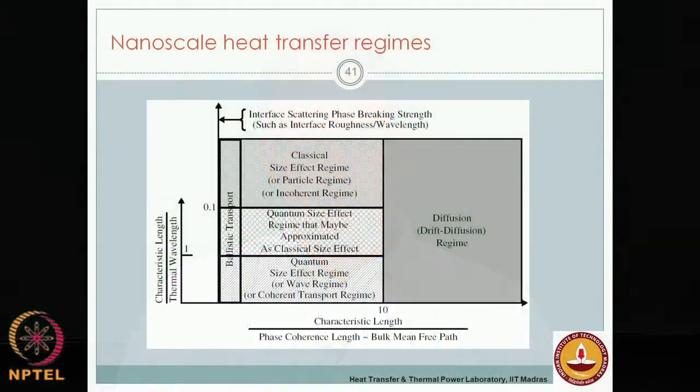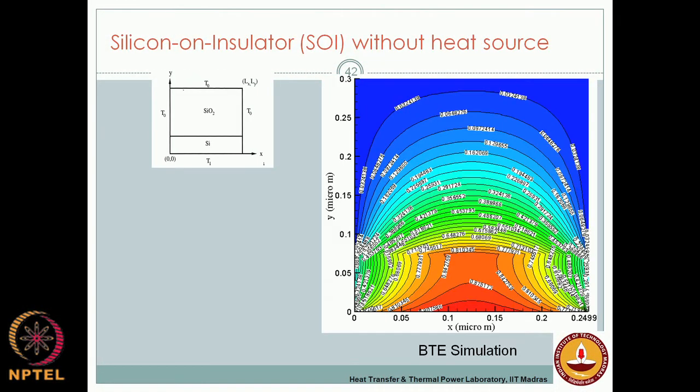The most fundamental would be going to the Schrodinger's wave equation. Okay. Well, now again, with this let us look at one example where we have a semiconductor device. This was one of the simulations I did a few years back by solving the Boltzmann transport equation.